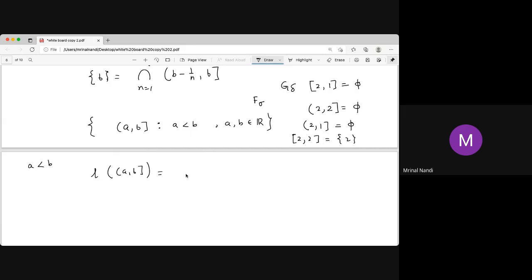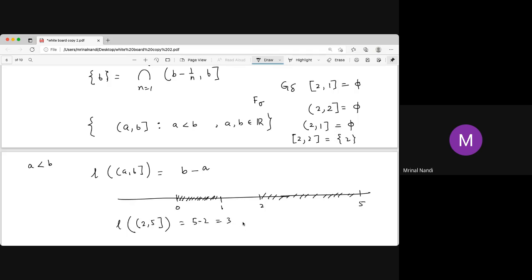So a less than b must be there. So what is the length? The natural thing is just b minus a. So if you have a real line and you have 0 here and 1 here, the length of this part is 1. Similarly, say 2 here and 5 here, what is the length of this set? The length of 2 to 5 is 5 minus 2, which is 3. It's the natural way to take the length of an interval in R.